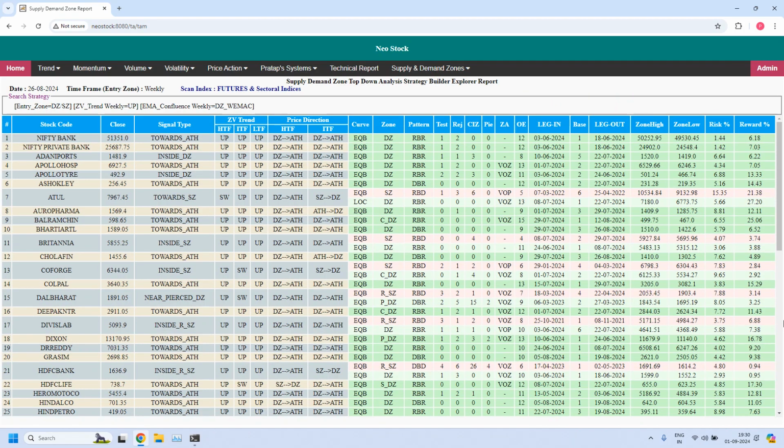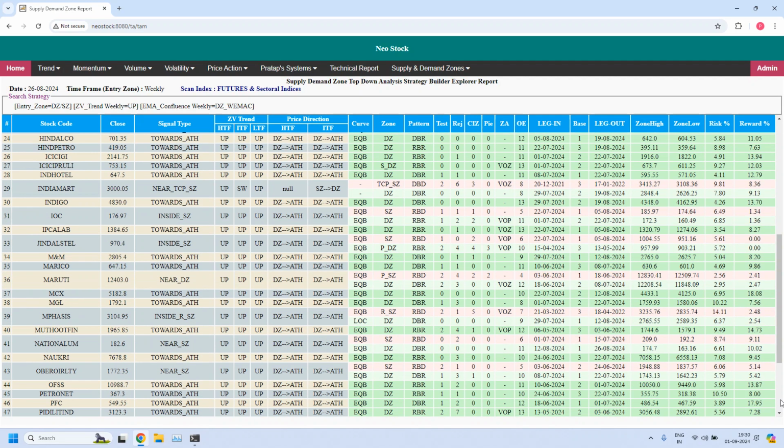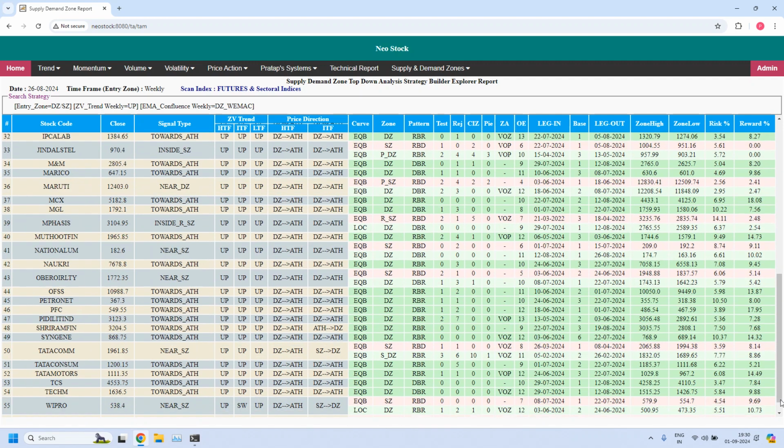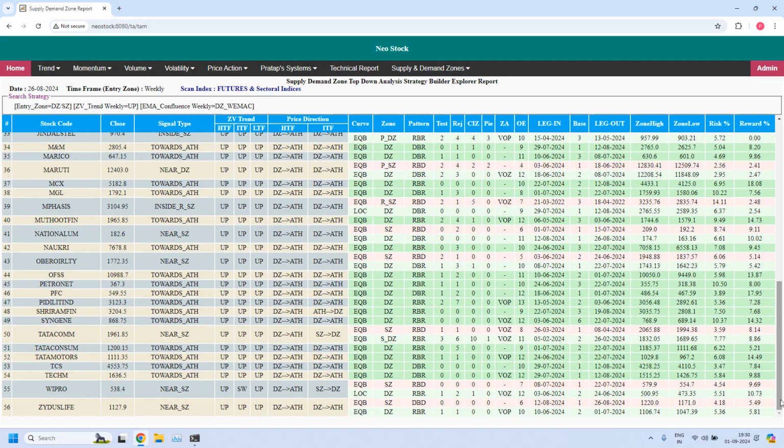So we got a very big list. But anyway, for the reference, let me scroll the list down. You can pause each time and then you can proceed. So total 56 stocks are filtered. Even if you look into the search strategy, here in the search strategy, zone violation trend, the weekly trend is uptrend, and EMA confluence. So weekly demand zone should have weekly EMA confluence.